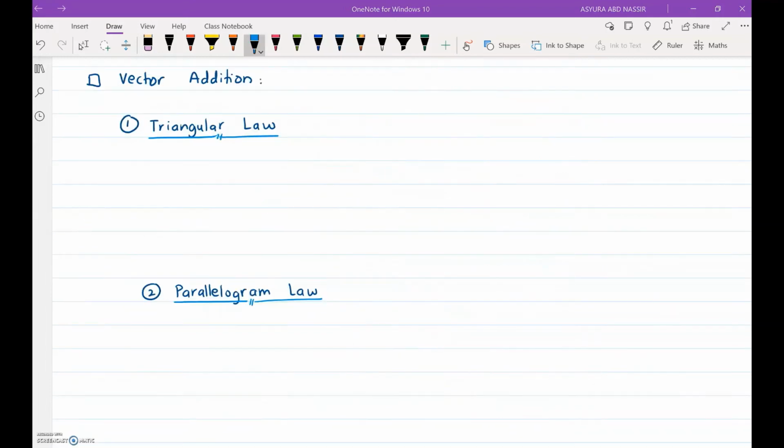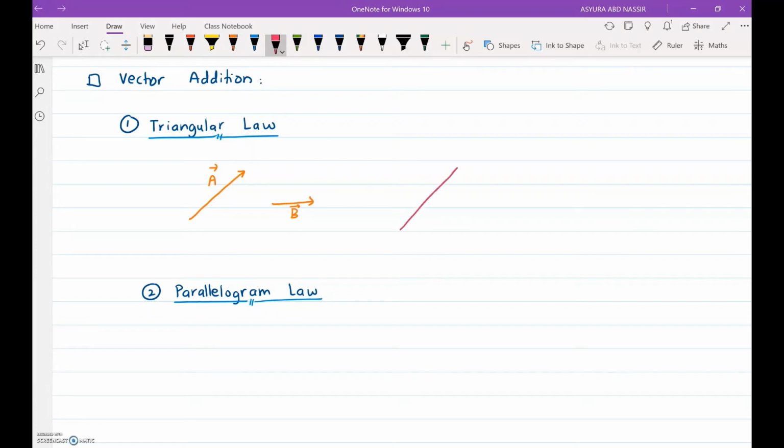Next we have vector addition. For vector addition, we have two laws that we can use. The first one is the triangular law, and the second one is the parallelogram law. For the triangular law, let's say we have two vectors A and B. For example, this is vector A, and we have another one here, vector B. To add vector A and vector B, we will place the initial point of B on the terminal point of A.